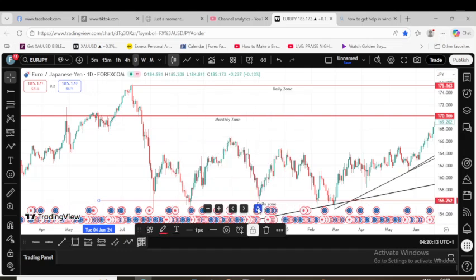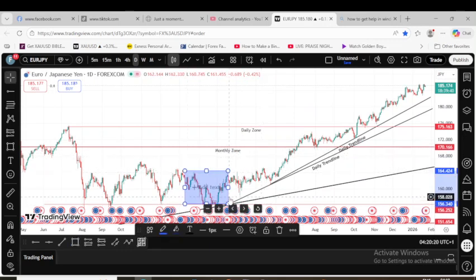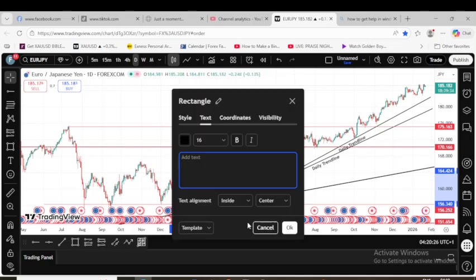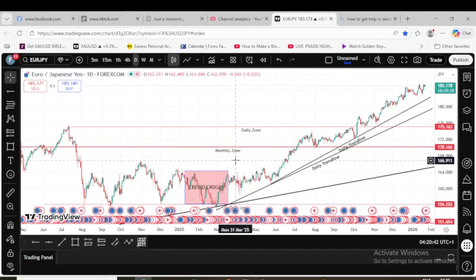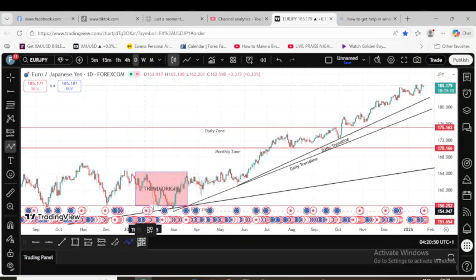Okay, so now that we've identified our zones on the daily time frame, the next thing that we're going to do is to identify our trend origin. Our trend origin is essentially the point where, because of all the market structure that we have, the trend begins on the daily time frame. Whenever a new trend begins on the daily time frame, we typically mark it out as our trend origin.